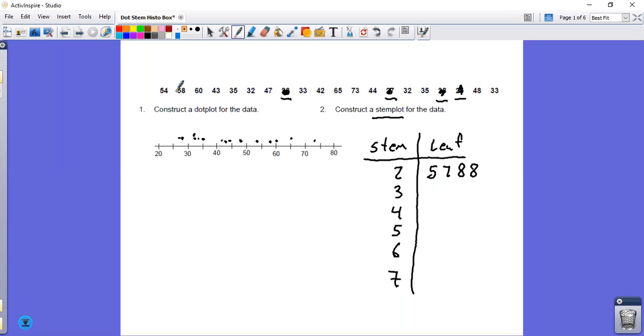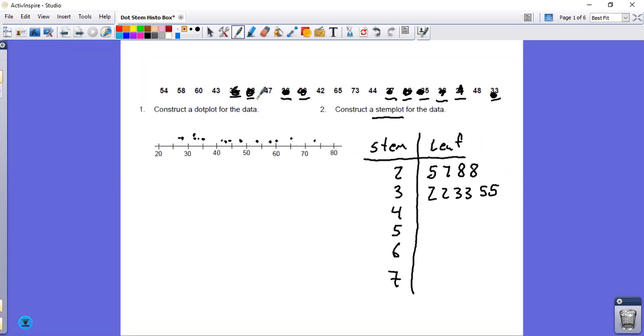So then 30s, 35, 32, 33, 32, 35, 33. So there's actually 2 2s, a 3, 5, 5. 33, 32, 35, 3, 32. That's your 30s. And put them in order, and that way you can see modes also.